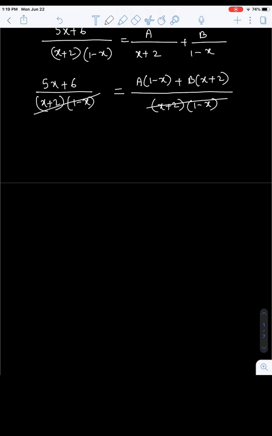Dear Sparrows, don't confuse. Try to understand what is said now. This is time to equate the coefficients. First of all, let us multiply the terms here. a minus ax plus bx plus 2b. What did I do here? See this step. A once a minus ax plus bx plus 2b. Okay.